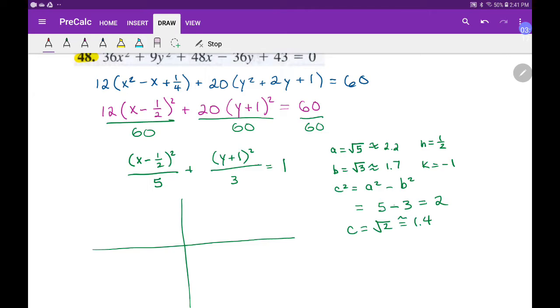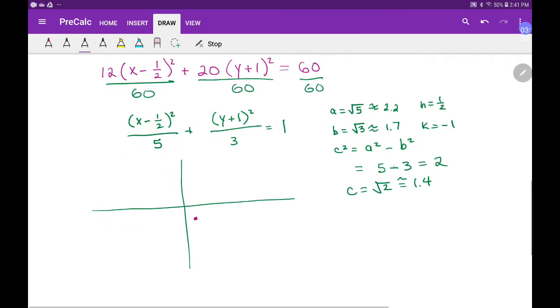We have a center at 1/2 and -1, so let's see, about like that. And away from that in the horizontal direction, because this is horizontal, because a is underneath x, is 2.2 away from that. So, roughly speaking, 3. If we said this was, wait, we said that was 1/2. Hang on, it's going to have to be further than that. I was thinking that was 1.